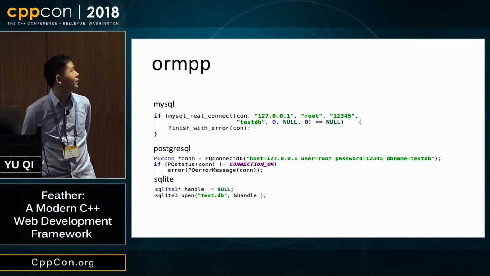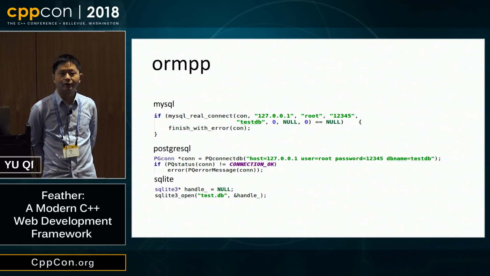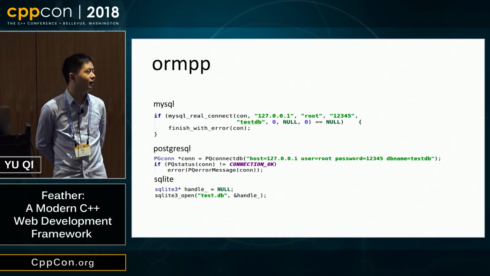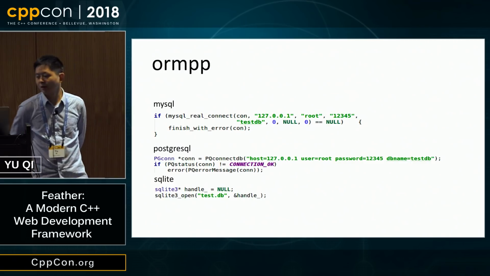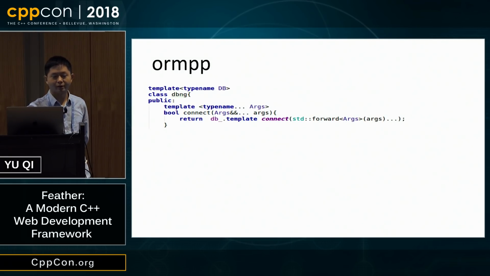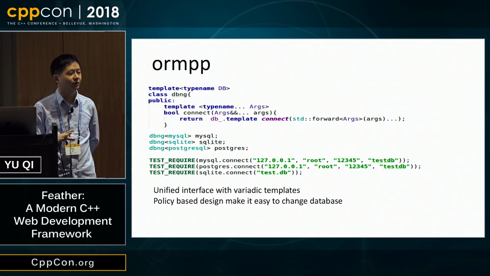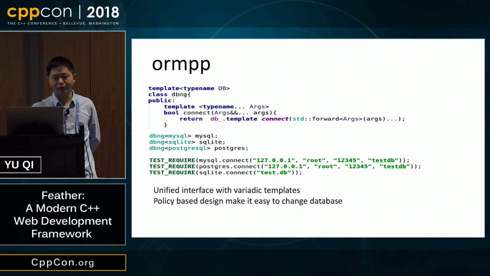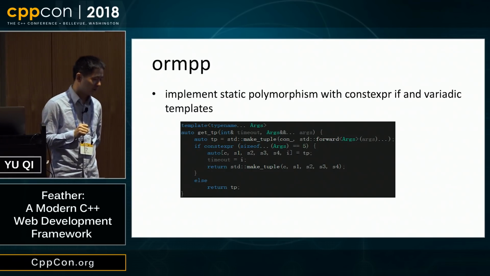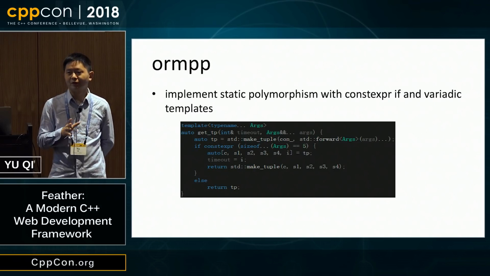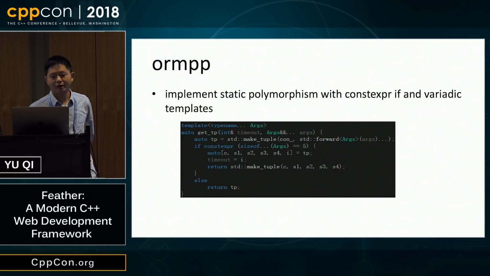Okay, let's talk about how ORMpp unifies the different kinds of APIs from different databases. For example, these are the connect APIs from different databases. ORMpp just provides a unified API. Here I use variadic templates to unify the API. Let's look into the code of connect. Here, we need to handle different kinds of database interfaces. So here I use if constexpr to do static polymorphism.